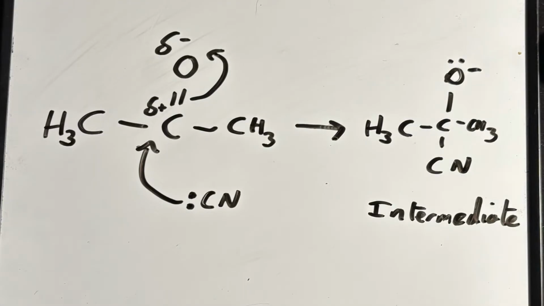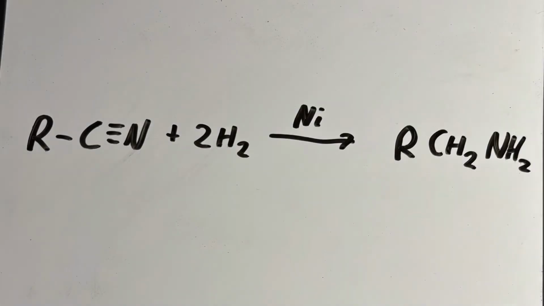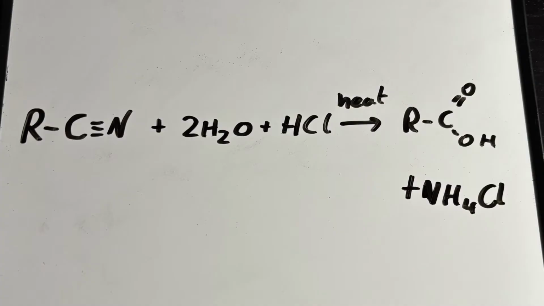And this is how you extend the carbon chain on a carbonyl group, and this is nucleophilic addition. Only in this one, obviously, you form an intermediate that then reacts with water to create your alcohol with an extended carbon chain. These nitriles can be reduced or hydrolyzed with nickel and hydrogen to form amines. Reacting a nitrile with water and hydrochloric acid gives you a carboxylic acid and ammonium chloride.